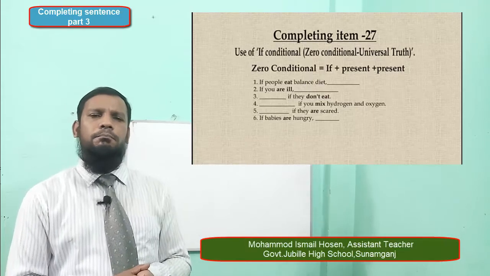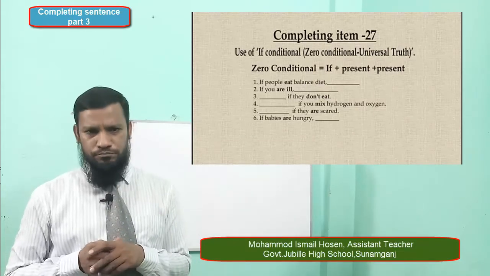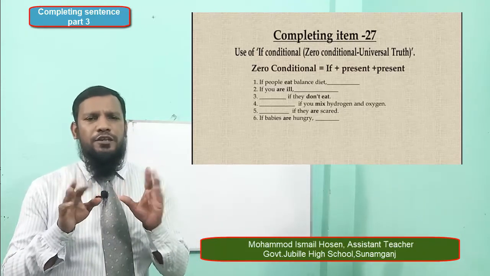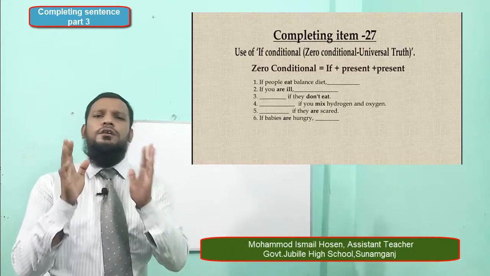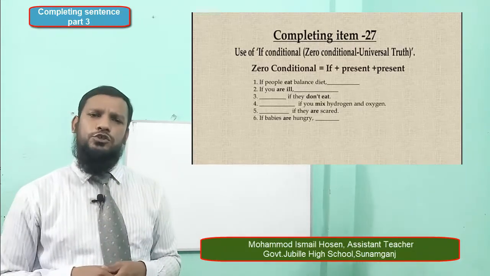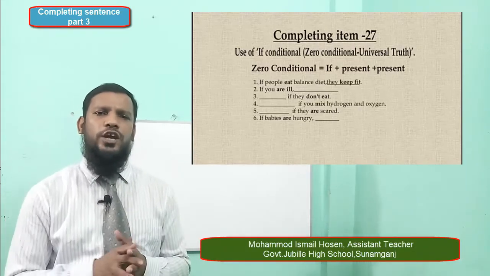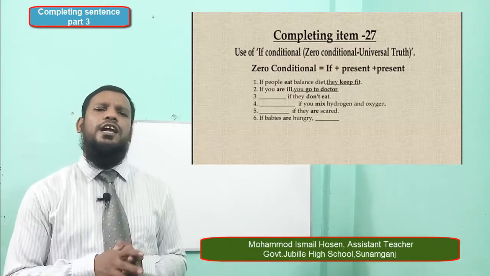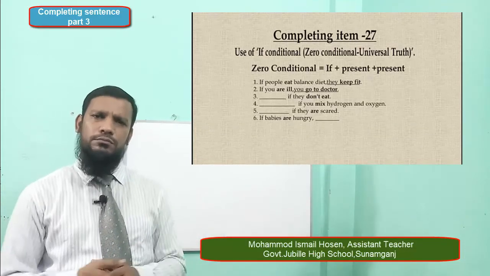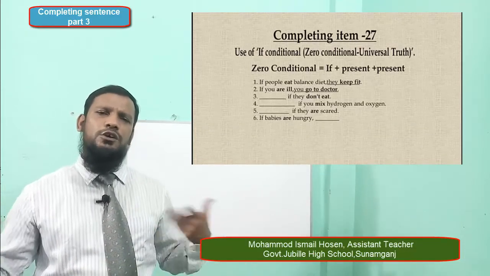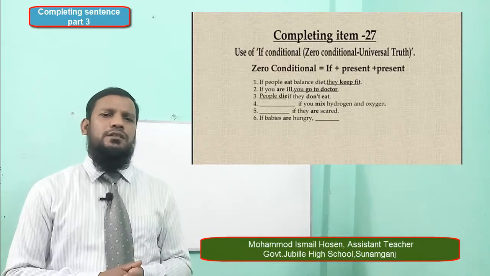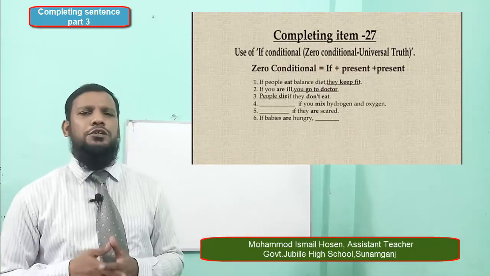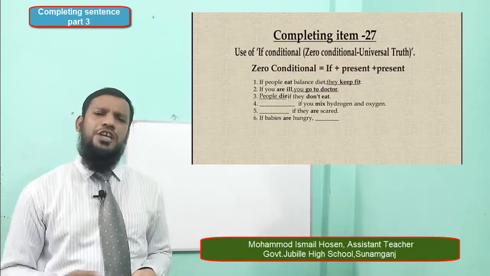If people eat balanced diet. Okay, then what happened? That means in zero conditional, if conditional, zero conditional, then universal truth. If people eat balanced diet, they keep fit, isn't it? Right, it's true. If you are ill, you go to doctor. Then people die if they don't eat, isn't it? It's a universal truth.